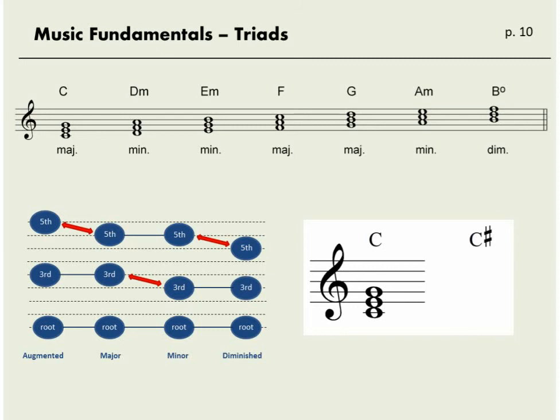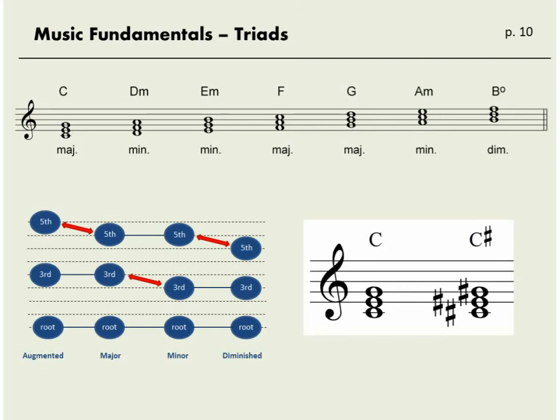Let me show you what I mean. How would we spell C sharp major? Well, C, E, G is major. We know that from the white note spelling. And so all we have to do is raise all 3 pitches and we get C sharp major because the relationship is exactly the same.